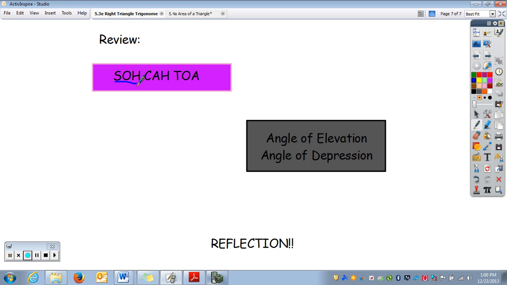Alright, so review. First step, you need to know SOHCAHTOA. If you know SOHCAHTOA, it makes your life easier because you know the different trig functions. And then review angle of elevation, angle of depression. You set up your ratio, you solve.